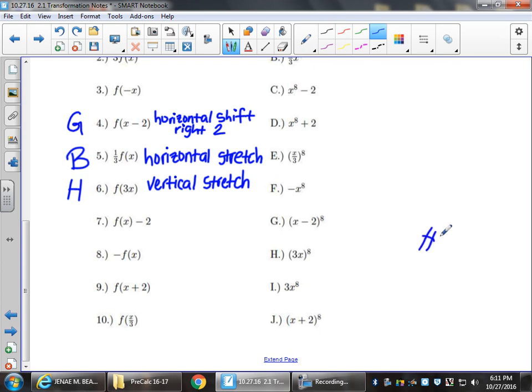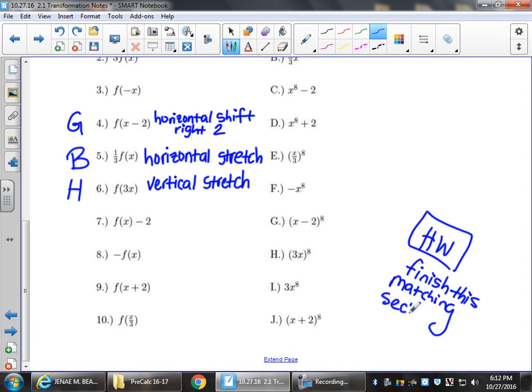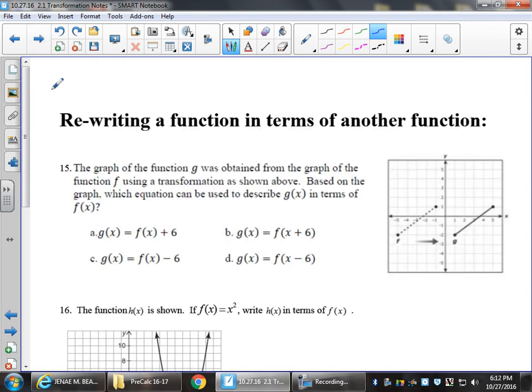So homework tonight, finish this matching section. And then tomorrow, we will pick up with these notes on rewriting a function in terms of another function. This will be Friday's notes.